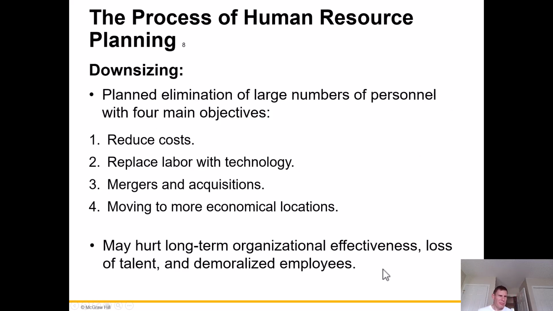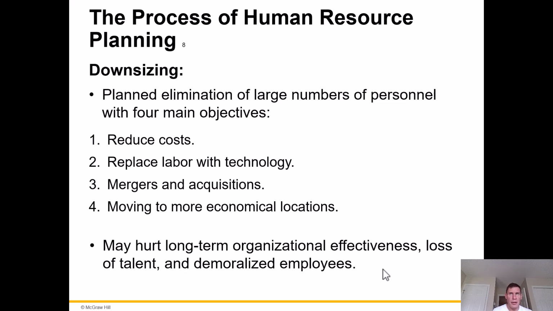Now, this is something that is not always comfortable to talk about, but worth going over, and that's downsizing. This is the planned elimination of large numbers of personnel with four main objectives. Number one, of course, is to reduce costs. Number two, maybe to replace labor with technology, so maybe automation. Number three, mergers and acquisitions, when two companies come together. Then there may be a lot of redundancy, so they just don't need as many people anymore. And number four, moving to more economical locations.